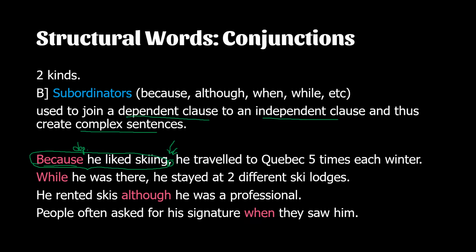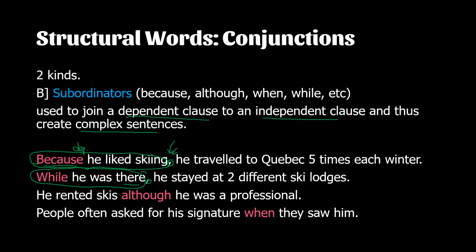Let's look at the next one. While he was there, he stayed at 2 different ski lodges. Again, my voice goes down and there's a pause. Some people might have a little bit more variation in their intonation. It might sound like this. While he was there, so it kind of wobbles up and down. There's still a pause, therefore we need the comma. He stayed at 2 different ski lodges.